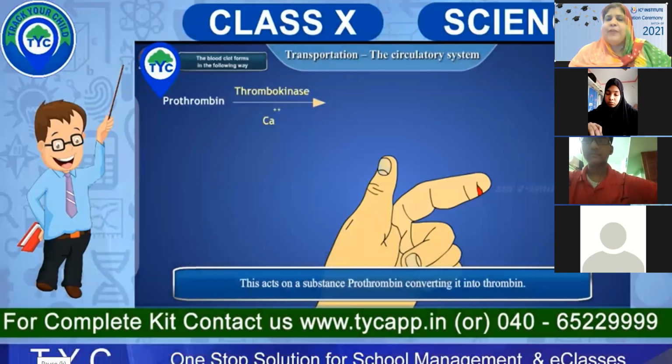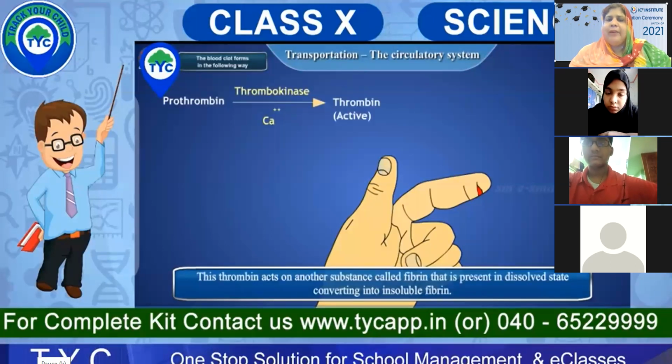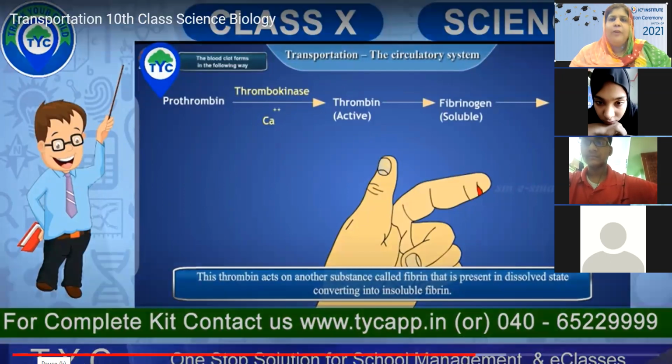So this acts on a substance, prothrombin, converting into thrombin. तो वहां पर एक substance रहेगा called prothrombin, and then fibrinogen, that is present in the dissolved state, gets converted into the insoluble fibrin. So this is important, just note it down.